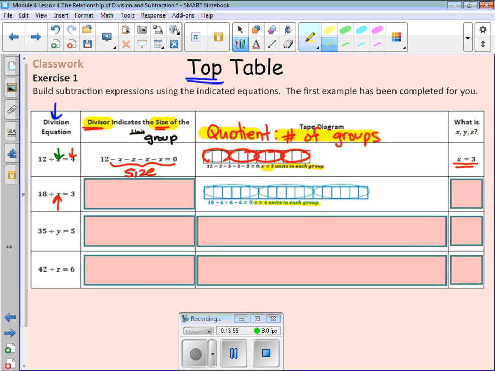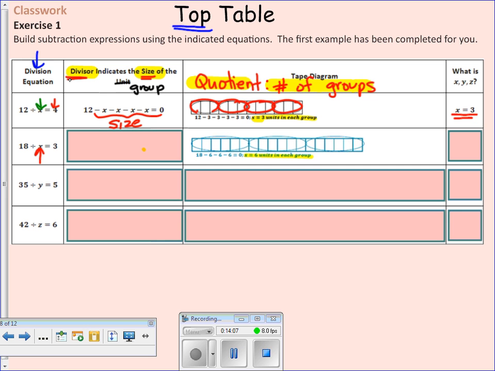So when we're writing our equation in the first column, did we know the size of the group? No. So that's our x. So minus x minus x minus x. We knew that x equaled 6.